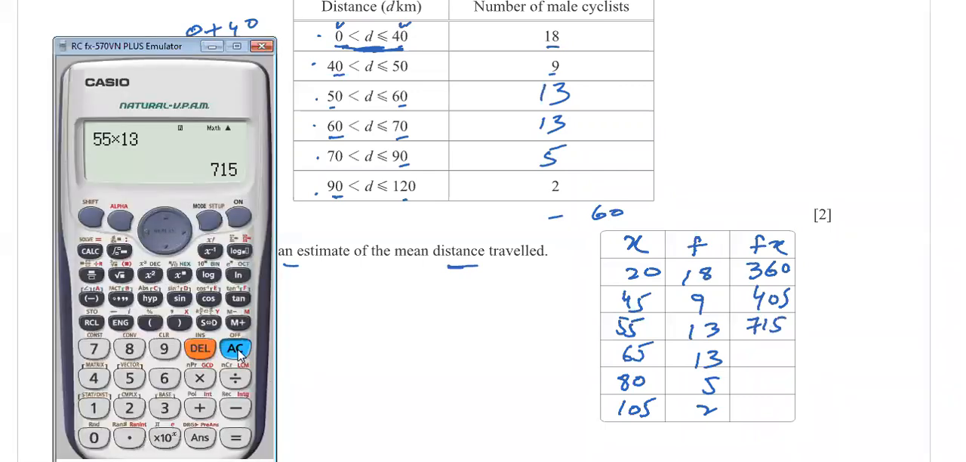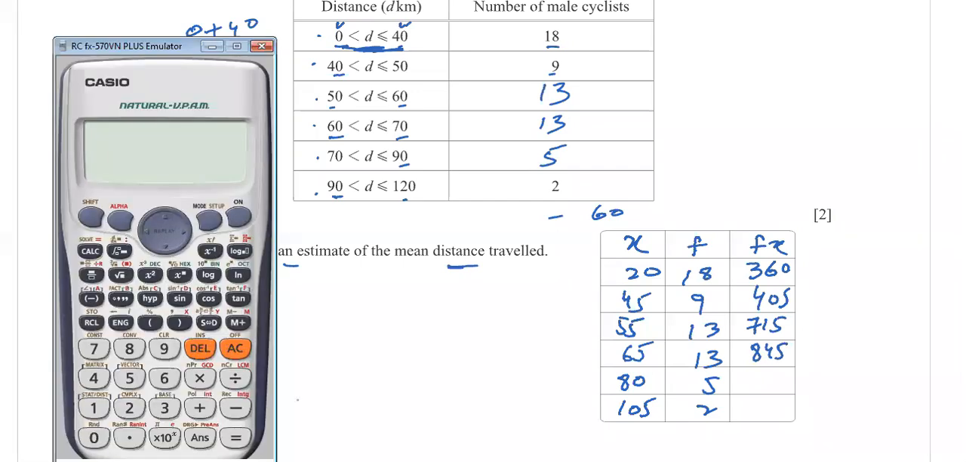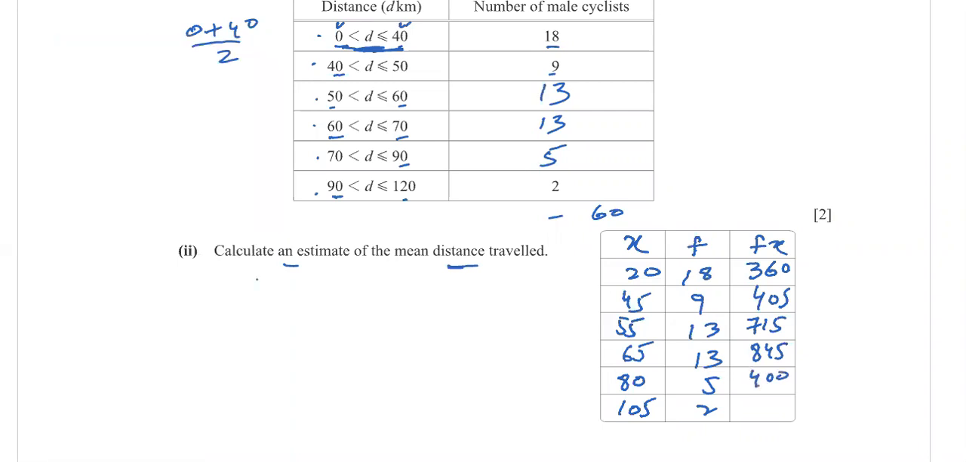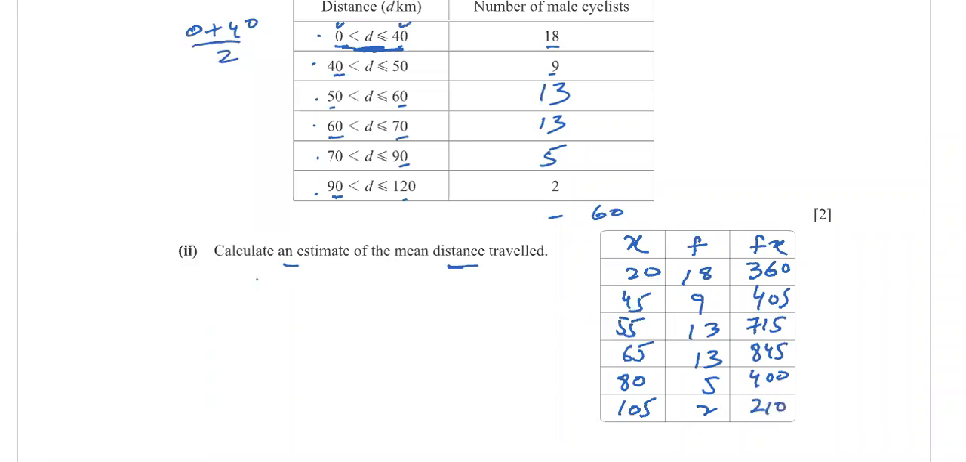65 times 13 is 845. 80 times 5, which is 400, and 105 times 2, which is 210. Now I know sigma f, the sum of all the frequencies, is 60.